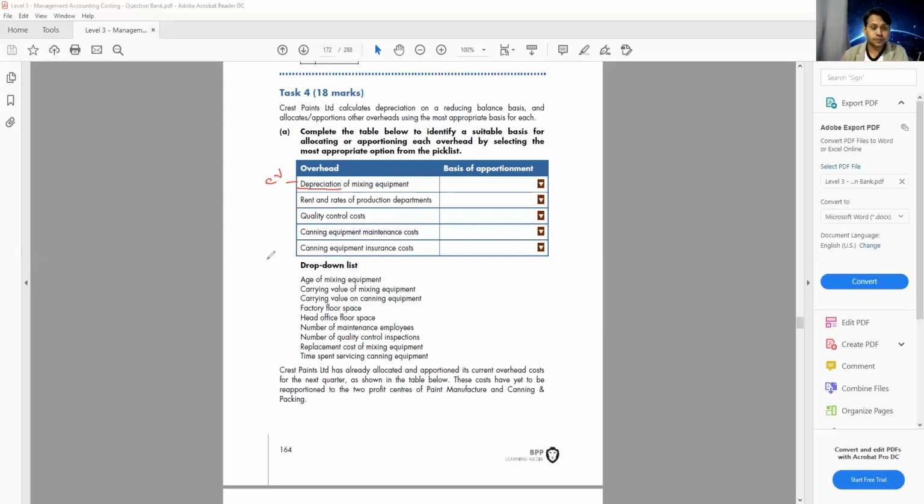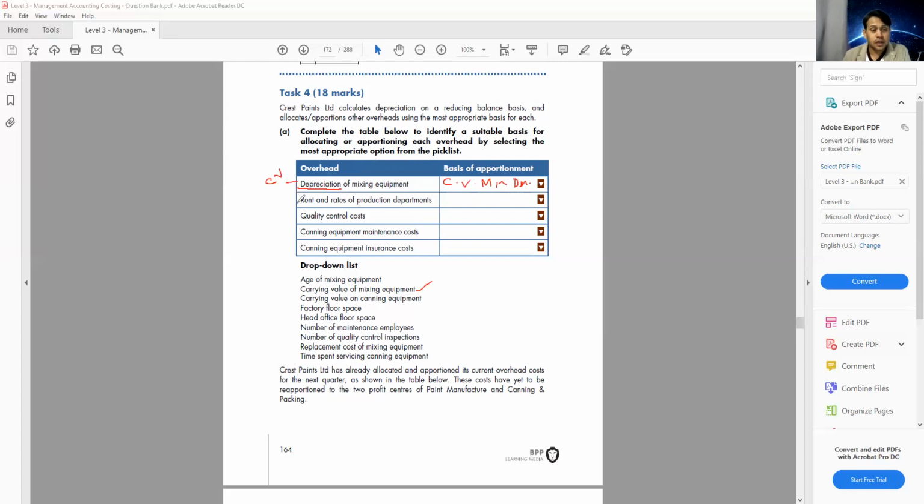Let's have a look. So what is the carrying value we have? We have carrying value for the mixing department, carrying value for the cleaning department. We're going to take the carrying value for the mixing department. So to apportion this overhead, the most appropriate basis is the carrying value of the mixing department.